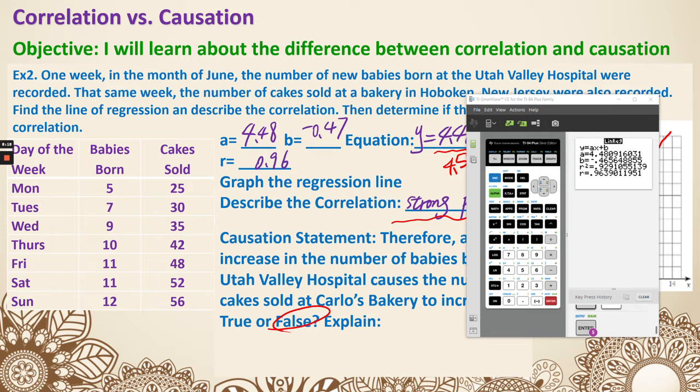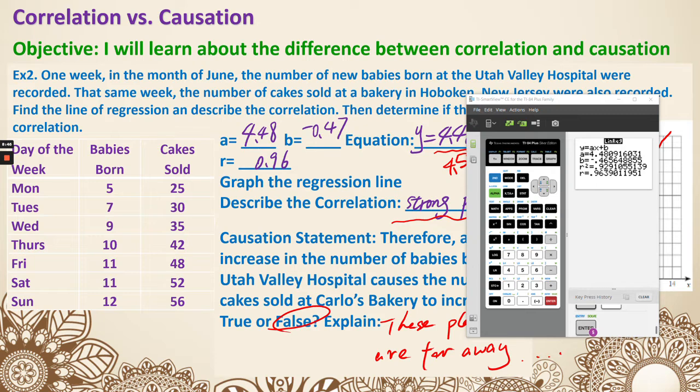Most likely not, because these two places are far away, and having a baby at Utah Valley Hospital does not cause the number to actually increase, because they are not actually related. Maybe if you have a cake shop next to the hospital, next to the Utah Valley Hospital, there could be some causation there, but not in this case.